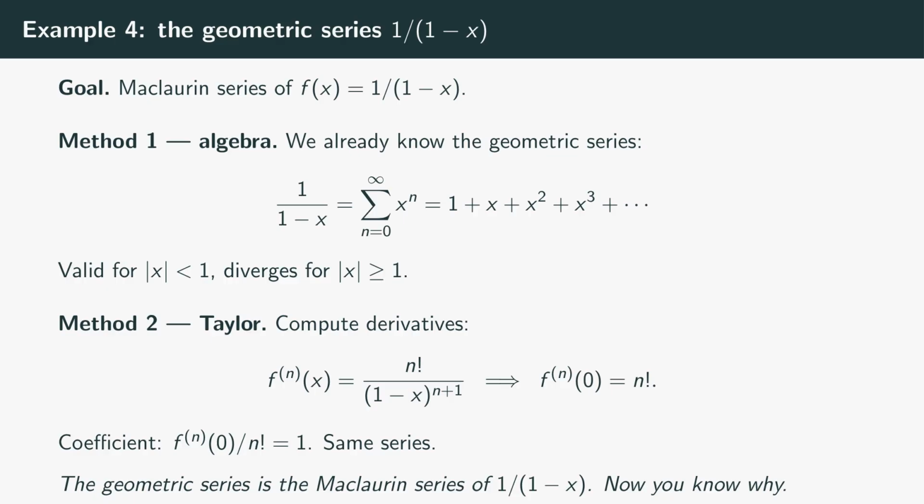Second, this is the first series we've met that doesn't converge for all x. The function 1 over 1 minus x has a pole at x equals 1. The Taylor series can't see past that pole. Its radius of convergence is 1, the distance from the expansion point 0 to the nearest singularity. That's a sneak peek at next episode.